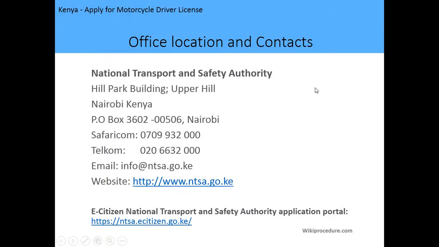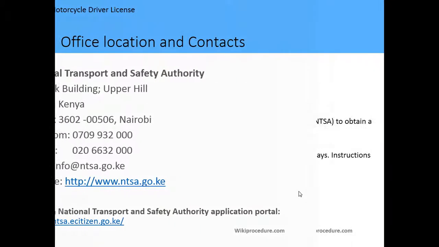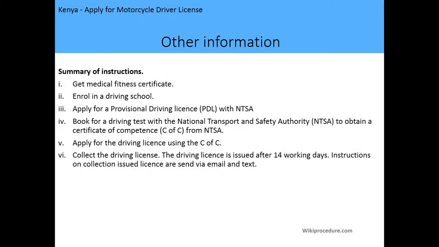The office location of the NTSA is at Hill Park building in Upper Hill, Nairobi, Kenya, and you can visit them at www.ntsa.go.ke. Other information is that you need to get your medical certificate. This is a summary of instruction. Get your medical certificate, enroll in a driving school, apply for your PDL, book for the driving test, get your certificate of competence, apply for the driving license using your certificate of competence, and collect your driver's license after 14 days, during which you'll be using your interim driving license.